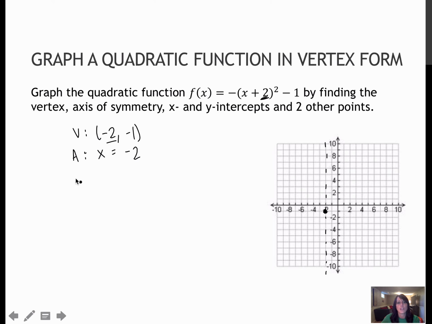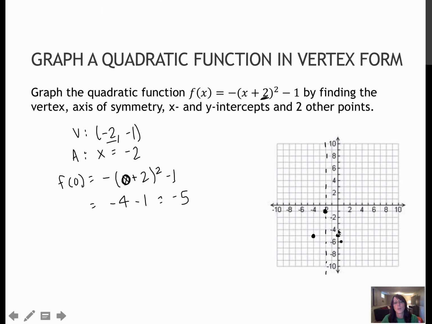The x and y intercepts, so if I plug in 0, I get negative (0 plus 2) squared minus 1. 0 plus 2 is 2. 2 squared is 4, but this negative on the outside makes it negative 4. Minus 1, which gives me negative 5. So 0, negative 5. I think that was the one last time too. Use that axis of symmetry to reflect it 2 places.